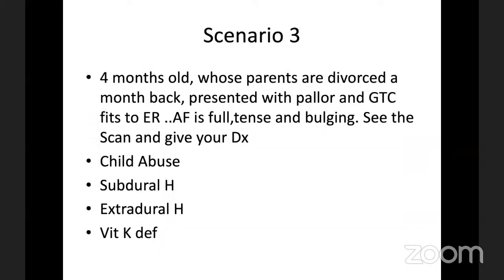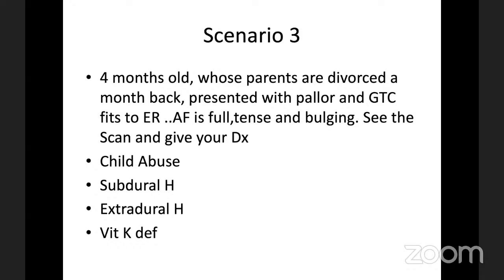So you combine with the scenario. Now just concentrate. Looking at the scenario, just concentrate on the four different answers which are given: child abuse, subdural, extradural, and vitamin K deficiency. Now, a good student, when he sees this scenario, becomes really confused about what to do here. Because it can be a non-accidental injury, like child abuse.